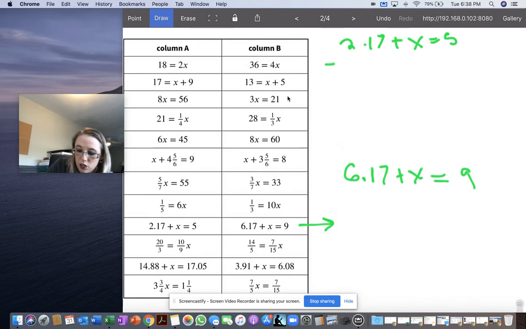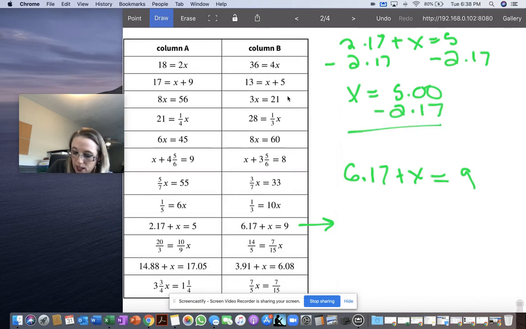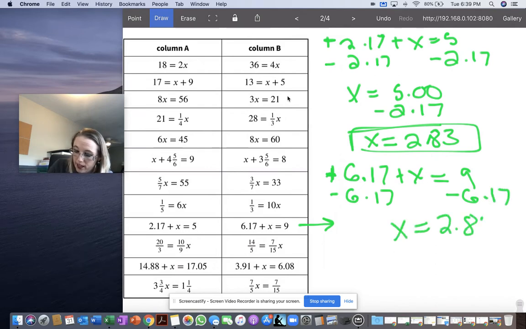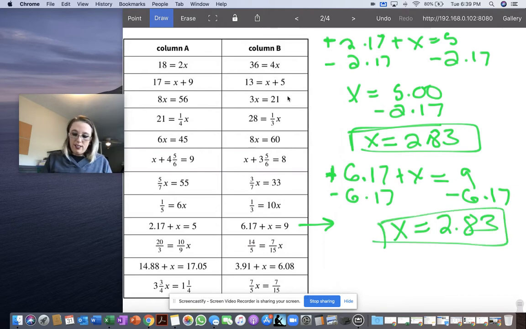So you're going to subtract 2.17 from both sides. X equals, if you need to write it out, 5.00 minus 2.17. x is going to equal 2.83. Okay? Same on this side, held by addition. So there's an invisible addition sign out in front of these numbers, right? Because they're positive. So you're going to subtract 6.17, and x again is going to equal 2.83. Okay? Go ahead and pause.